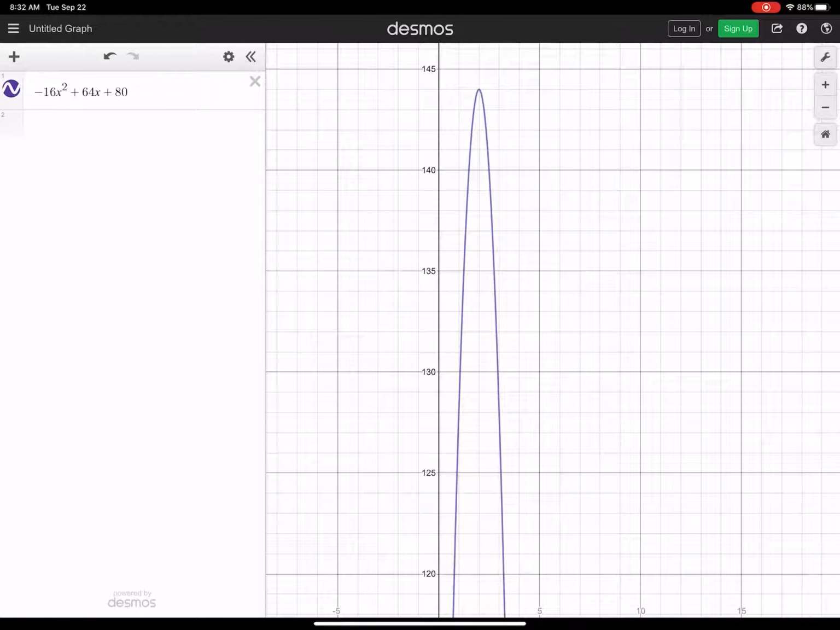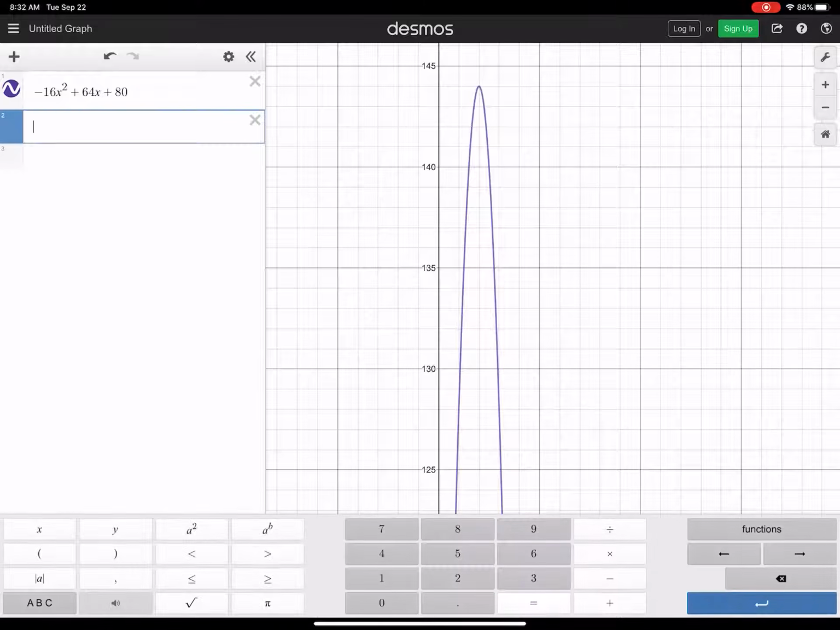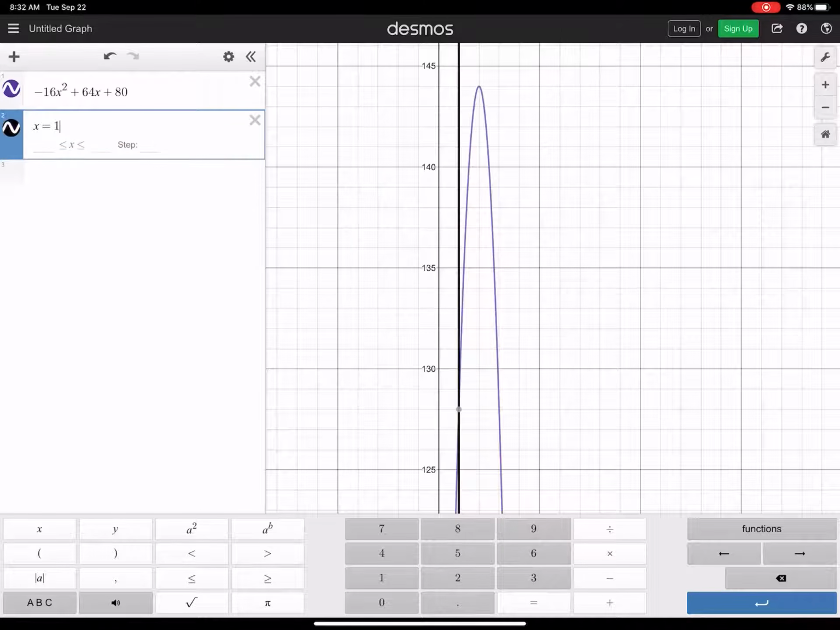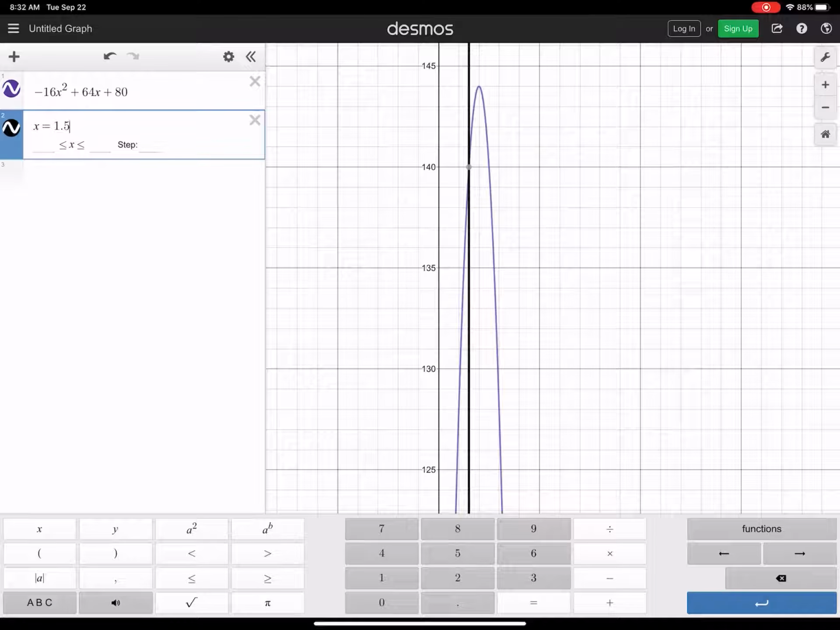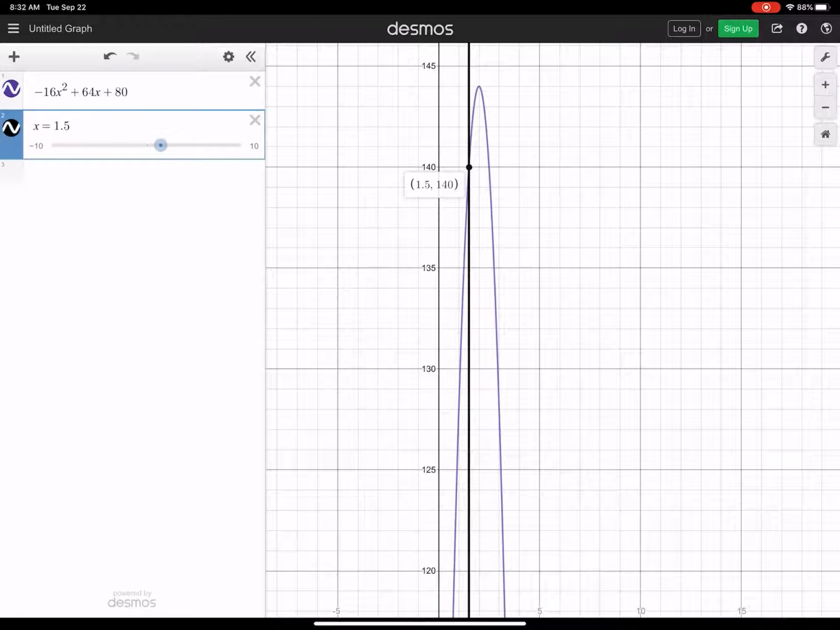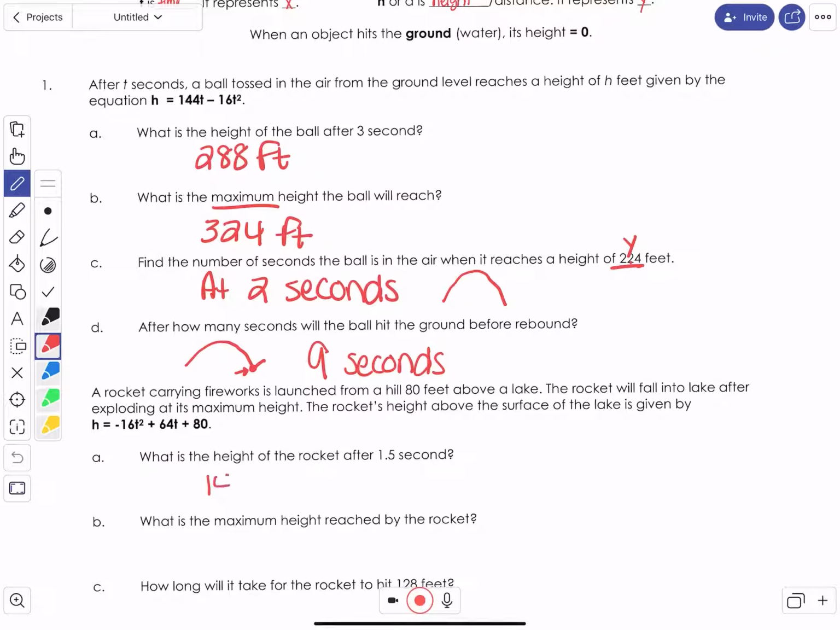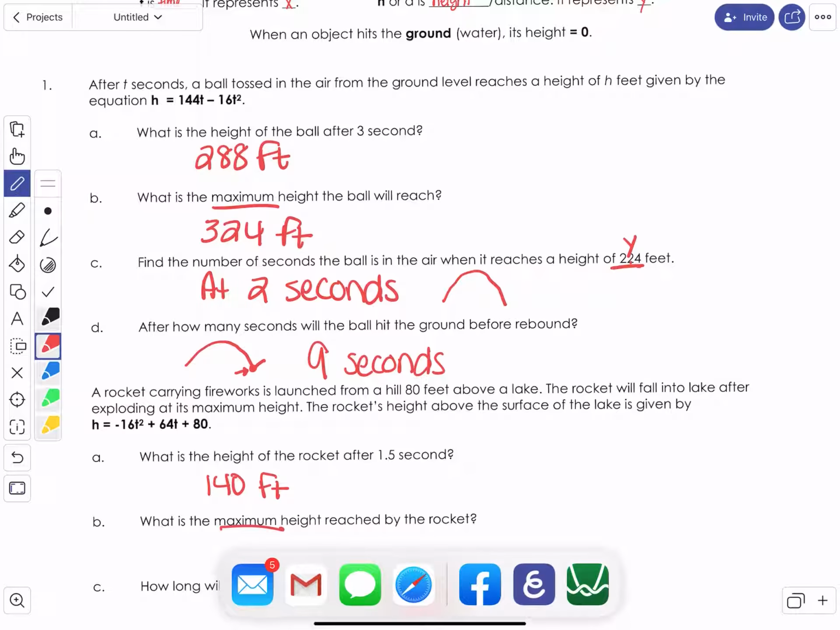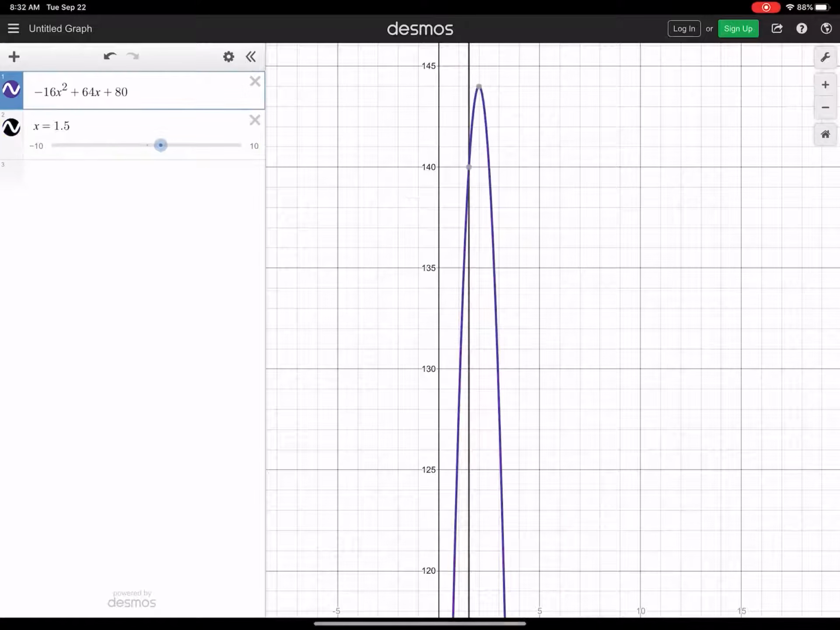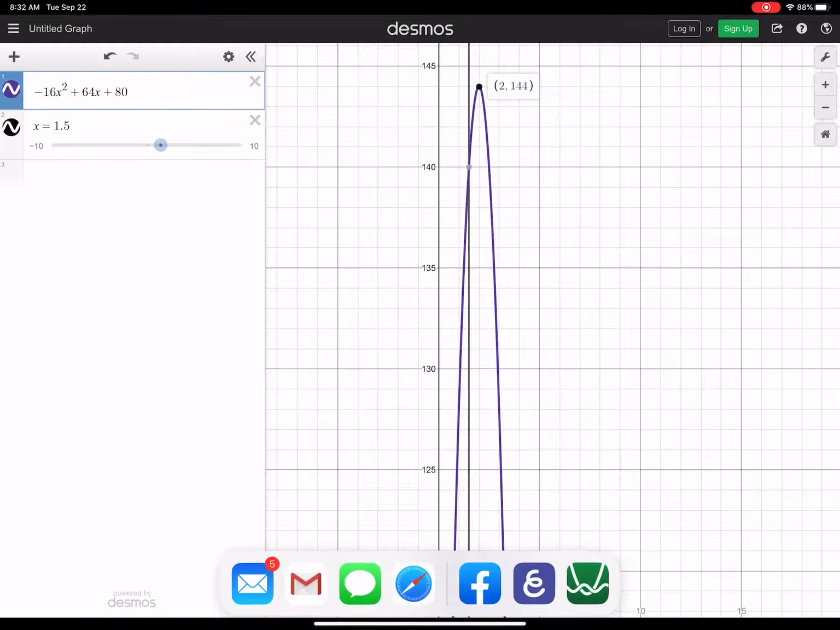What is the height of the rocket after 1.5 seconds? So remember, seconds, that's your time, so that's x. So I'm going to do x equals 1.5, and I want to find that intersection, so there it gives me the dot. So the height is 140, so 140 feet. What is the maximum height? So the maximum, remember, that's the top of the parabola. So I just want to click on the top of the parabola here. So the height, how high is your y? So that's 144 feet.